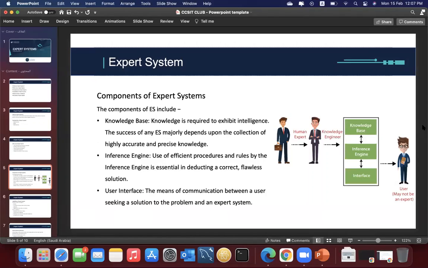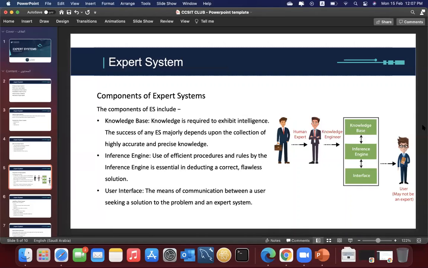So the components of an expert system. The expert system is mainly composed of three things: the interface, the inference engine, and the knowledge base. The interface represents basically the means of communication between the user of this expert system and the system itself.